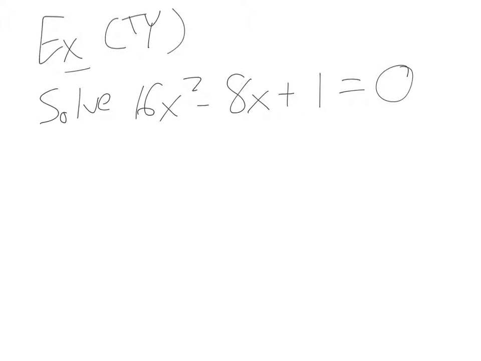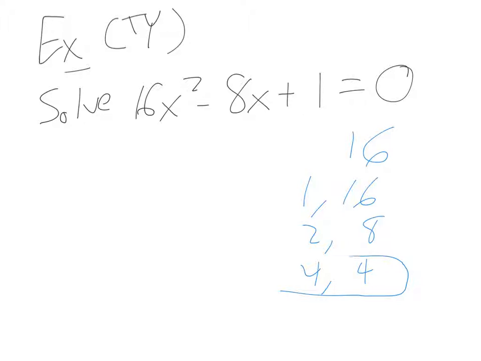Alright, if you start off multiplying the leading coefficient and the constant, you have 16. Factors of 16 are 1 and 16, 2 and 8, and 4 and 4. The factors of 16 that add to give you 8 are 4 and 4. So you can rewrite our quadratic as just 16x squared minus 4x minus 4x plus 1.